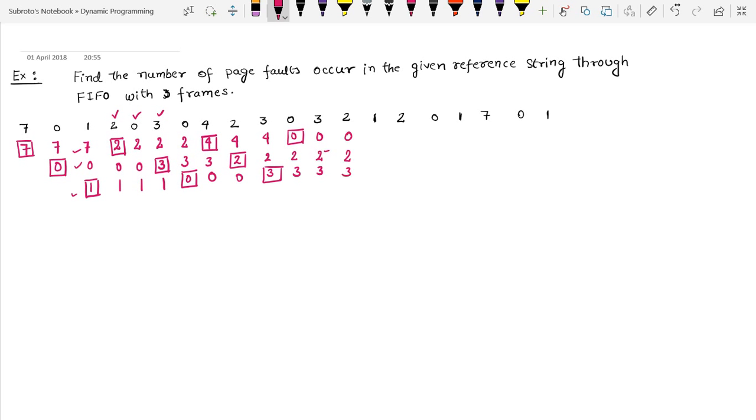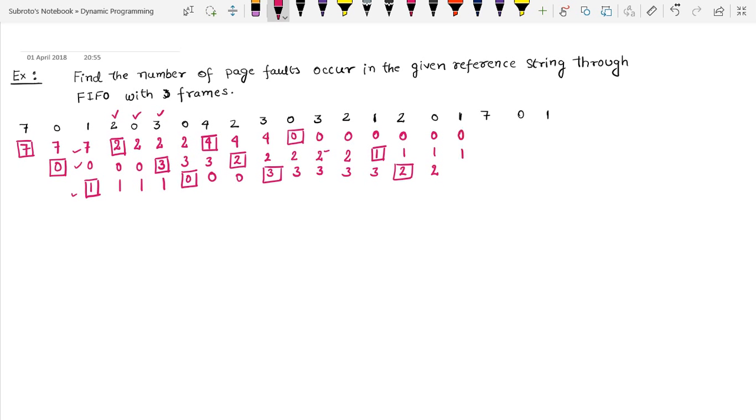Now 2 is the oldest, so we have to replace 2 with 1 and box it, 3. Now 2: 3 is the oldest, so we replace 3 with 2 and box it. 0 is already there, so no page fault occurs, so we write the strings as they are. 1 is also there in this reference string, so we write the string as it is.